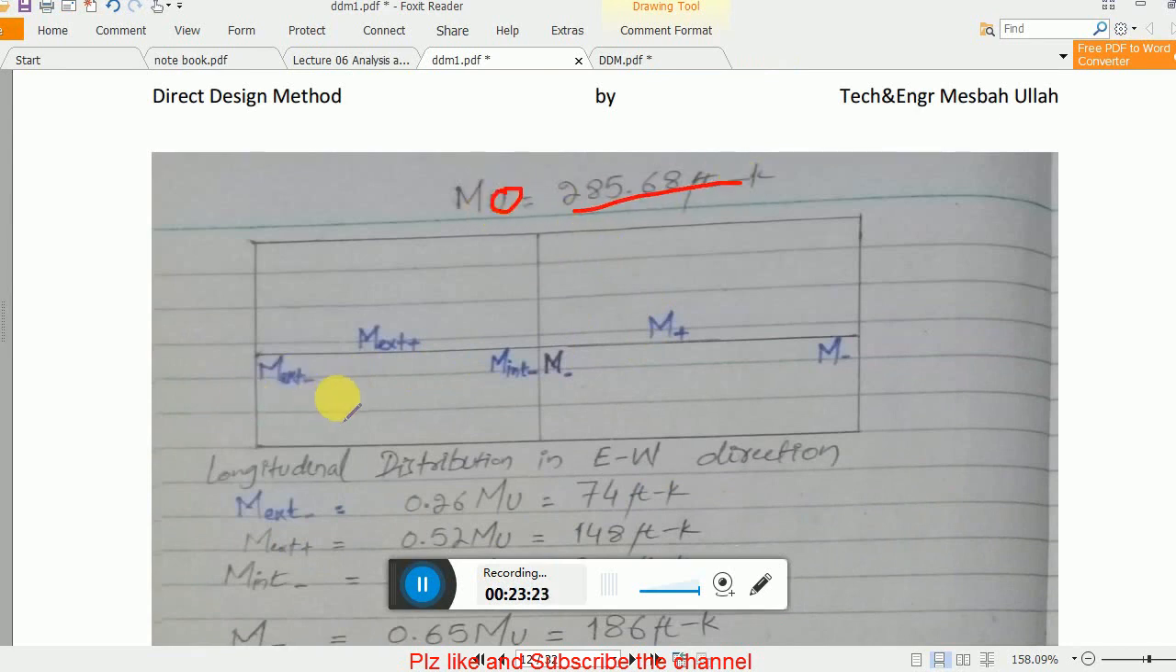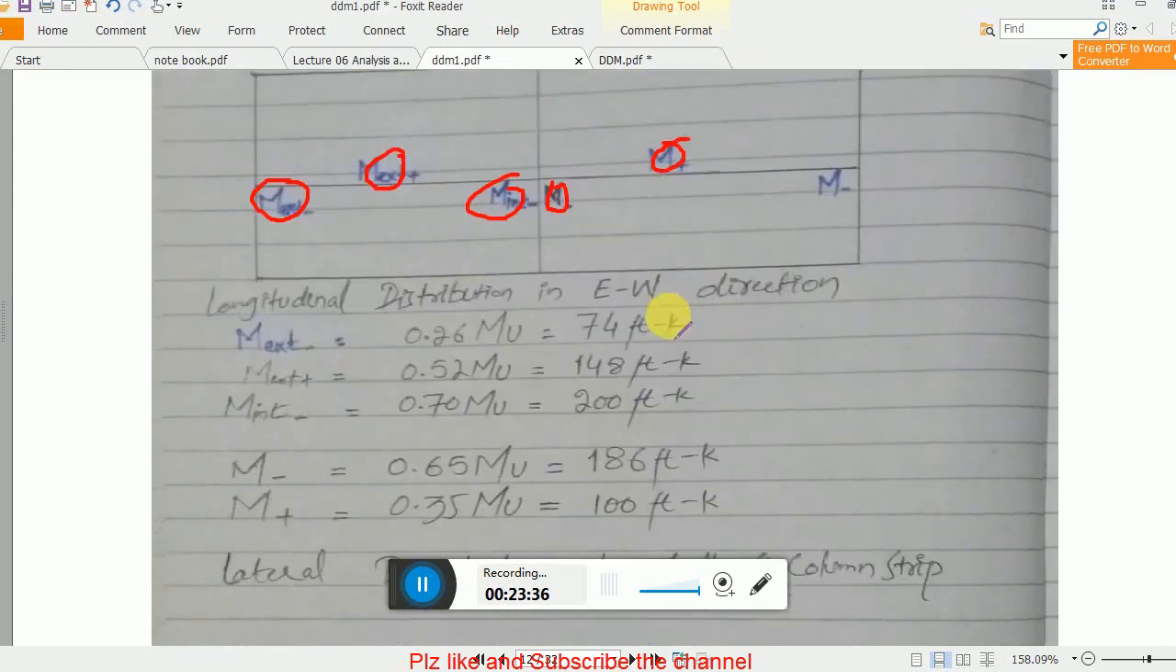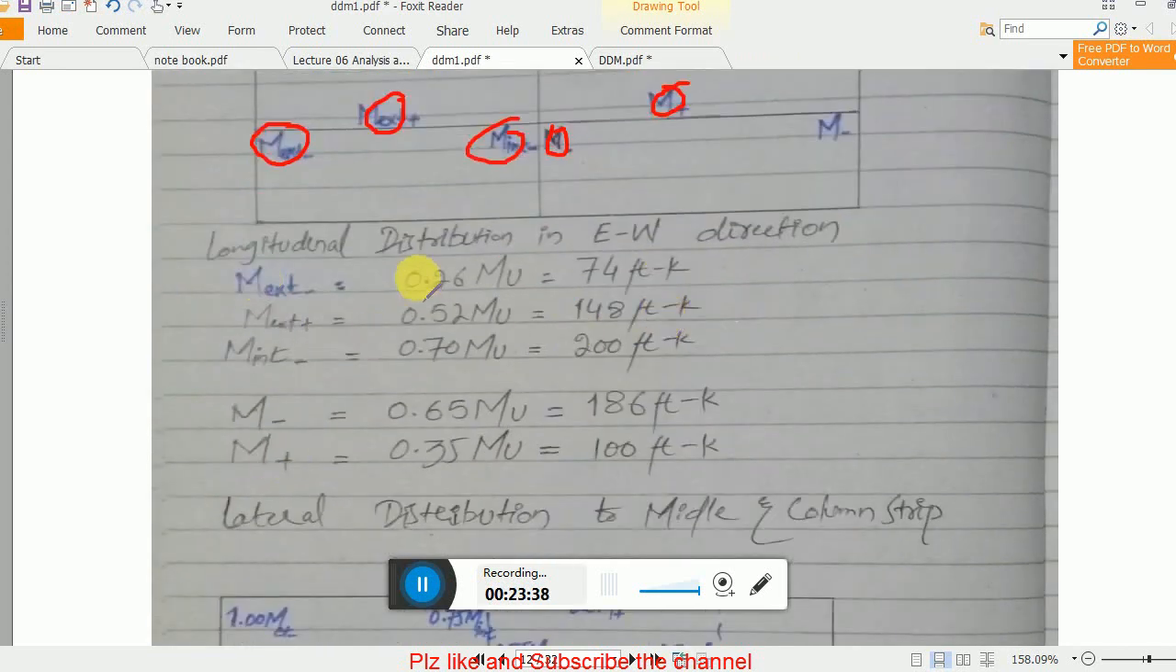This is your M0. Again, M exterior negative, M exterior positive, M interior negative. You have to use the coefficients; this is roughly 26, this is 52, this is 70, this is 65, this is 35. We use all the coefficients, we got these values. These are the longitudinal distribution.